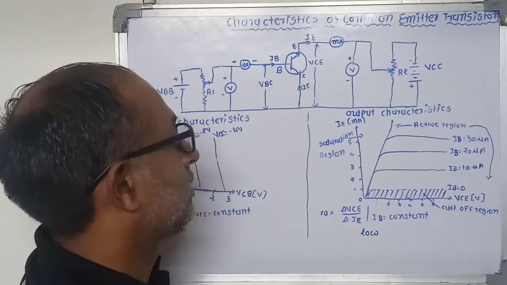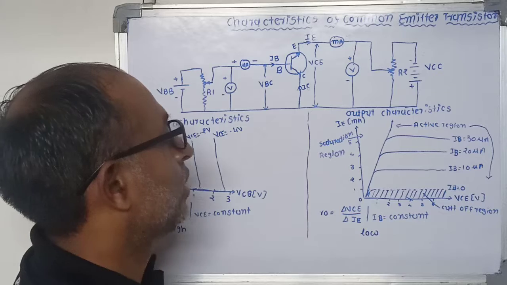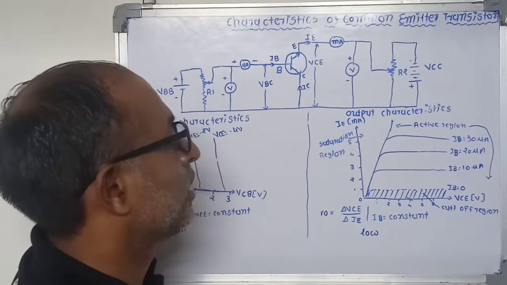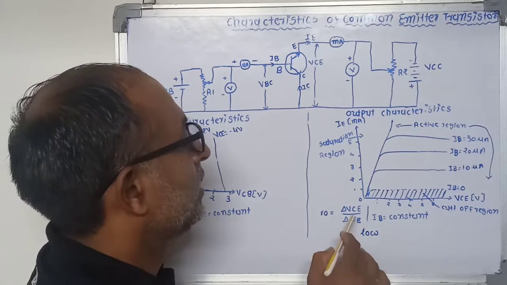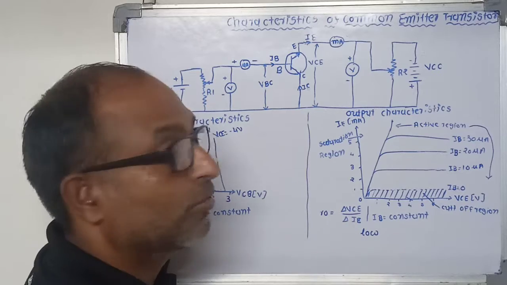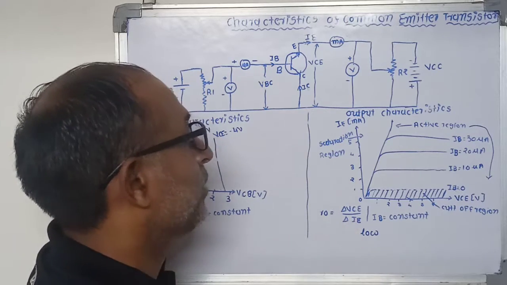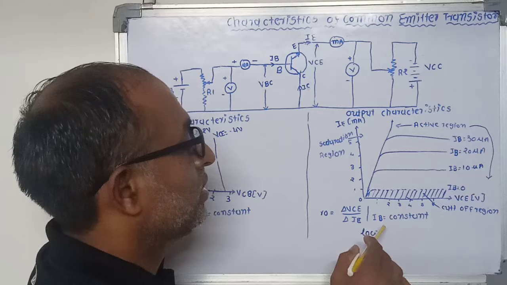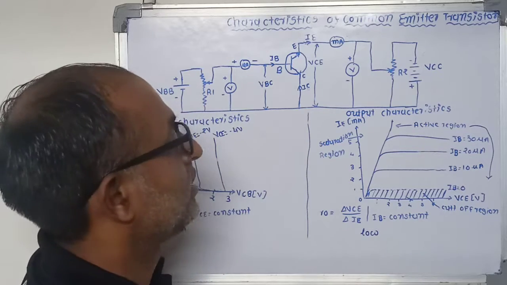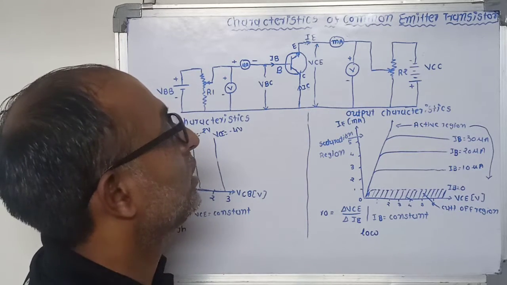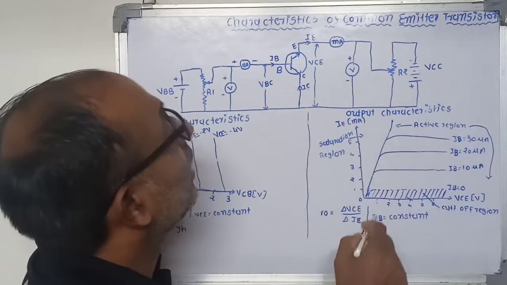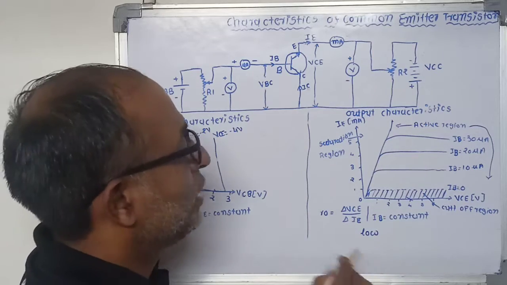So next, output resistance. Output resistance is the ratio between the change in collector emitter voltage and the change in emitter current at constant base current, and the output resistance is very low.